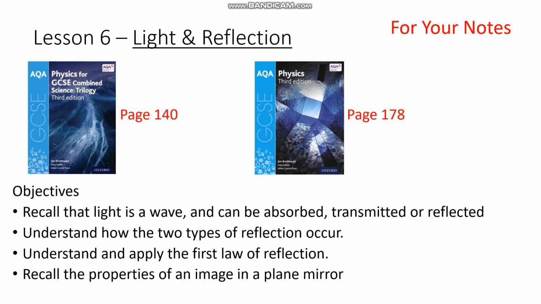This video is for lesson 6 of the waves topic entitled Light and Reflection. By the end of the lesson you should be able to recall that light is a wave and can be absorbed, transmitted or reflected, understand how two types of reflection can occur, understand and apply the first law of reflection, and then finally recall the properties of an image in a plane mirror.